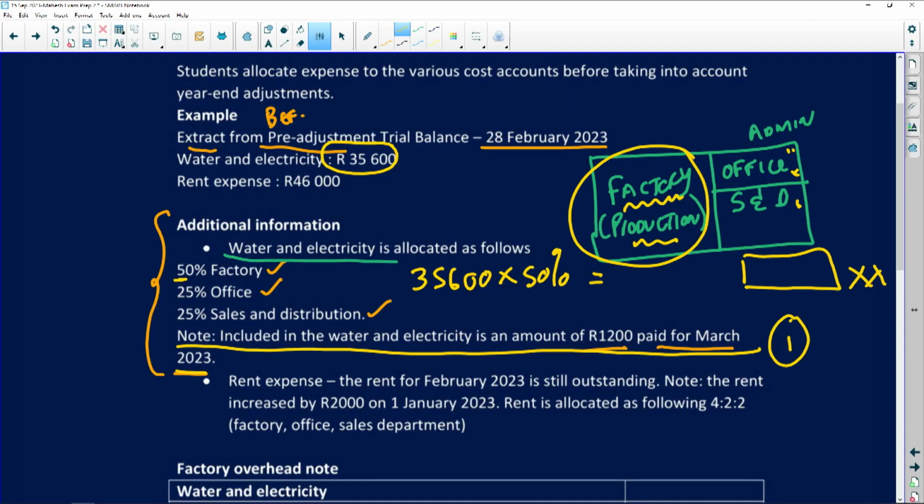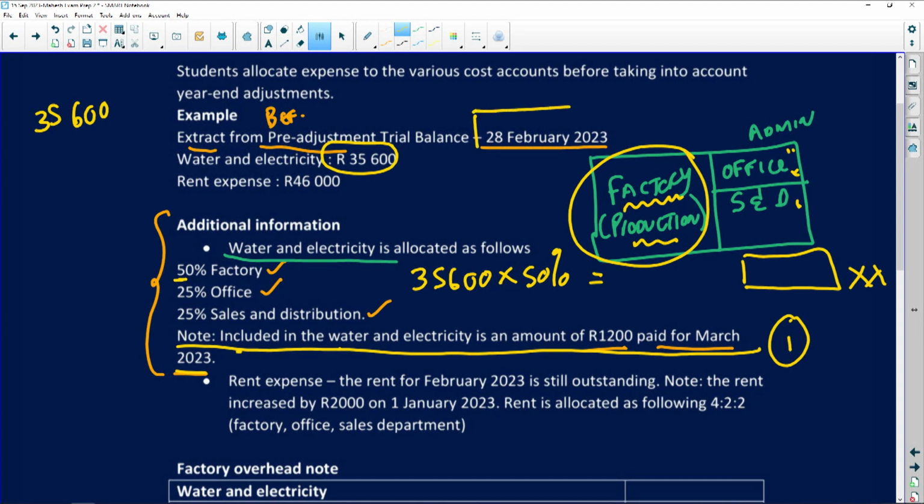Right, so how do we take this year-end adjustment into account? I just hope that you guys can see my writing. You should be able to. So I start off with the 35,600. That's my starting point, right? Included in the water and electricity amount is an amount of 1,200. So in this amount, there's 1,200 that is paid for the next financial year.